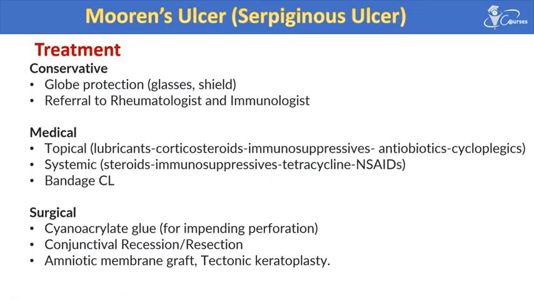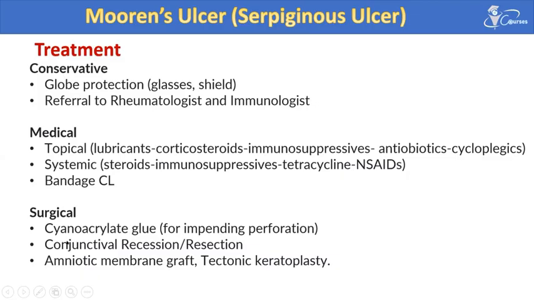How should we treat it? It will be treated by the same lines of management as rheumatoid arthritis: globe protection with glasses or a shield, and referral to rheumatologists and immunologists if you want aggressive and well-tolerated immunosuppression, because there is more room for immunosuppressive therapy here in Mooren's ulcer. They will receive the same topical treatment, lubricants and corticosteroids, but also topical immunosuppressives, because this disease is very aggressive and the pain is very severe. So they receive topical immunosuppressives such as cyclosporin, antibiotics and cycloplegics, and systemic treatments such as steroids, immunosuppressives, tetracycline, non-steroidal anti-inflammatory drugs, and bandage contact lens.